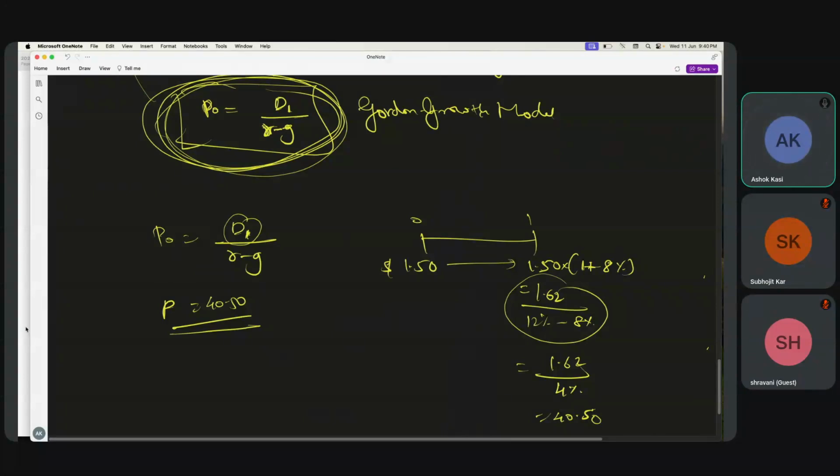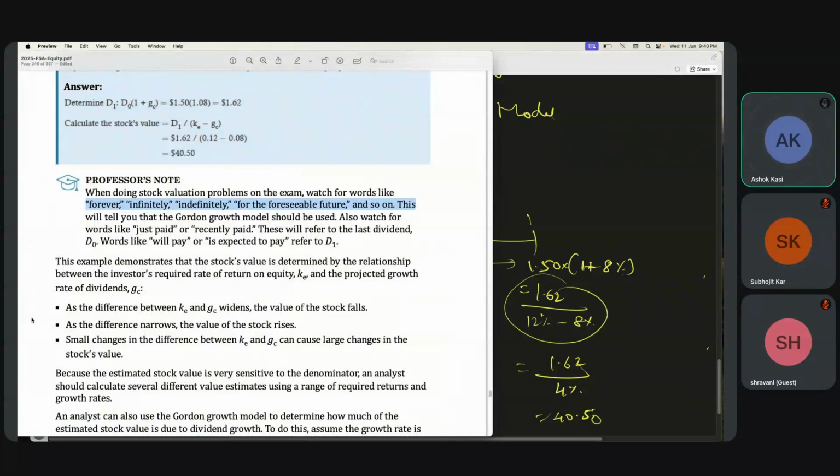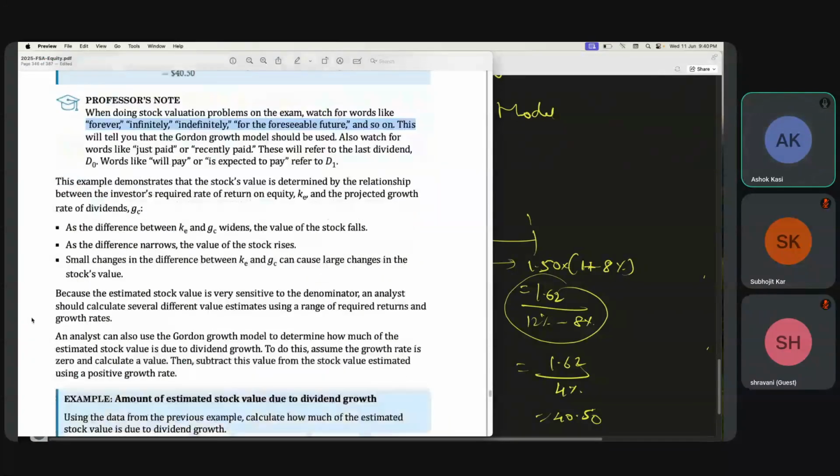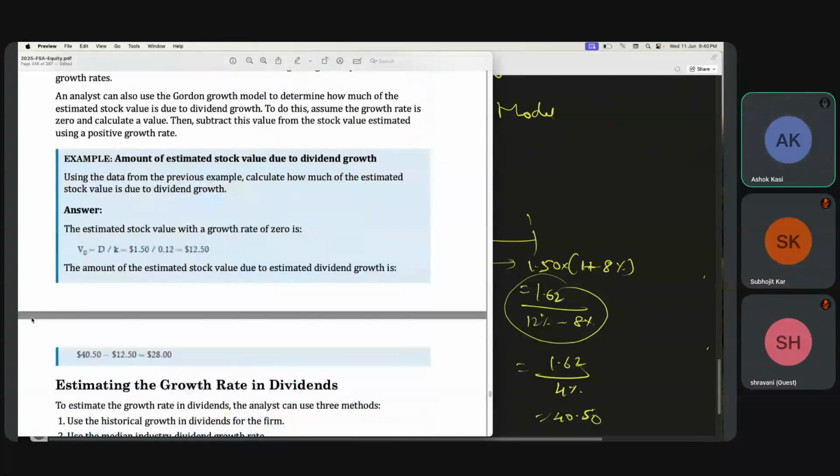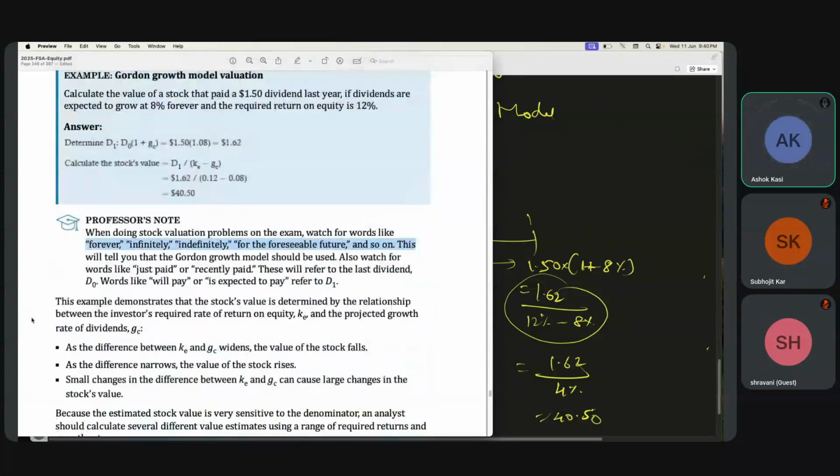Yeah. Now next one. Okay. See, they are using notations. KE means cost of equity. Okay. K stands for cost here. Cost of equity. GC stands for constant growth. Okay. And D0 is the dividend already paid. D1 is expected dividend. GC means constant growth.